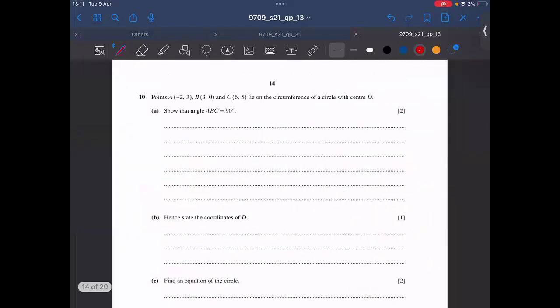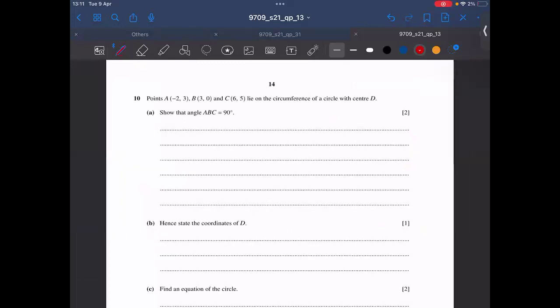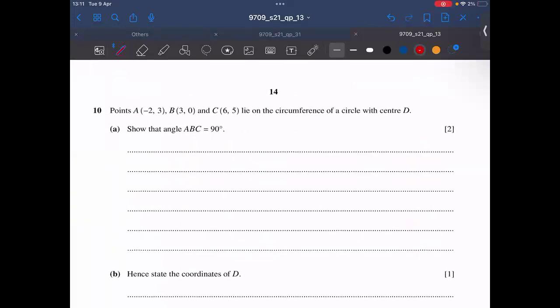Next question. Points A, B, C lie on the circumference of a circle with center D, so that angle ABC is 90.